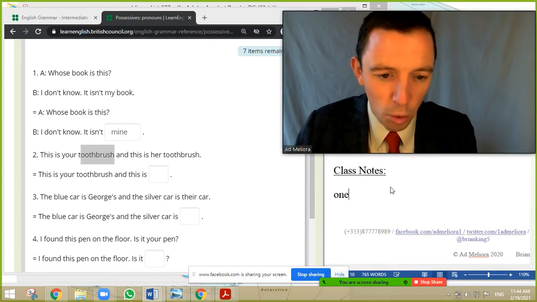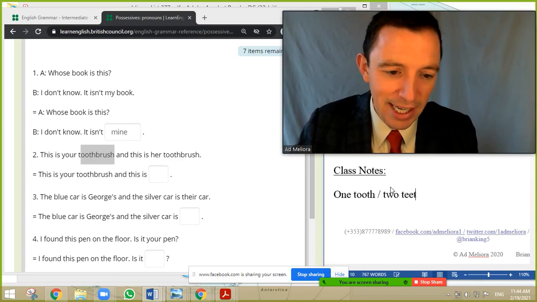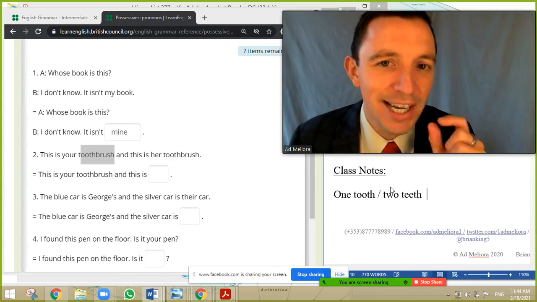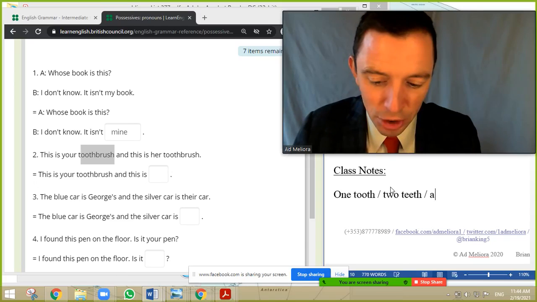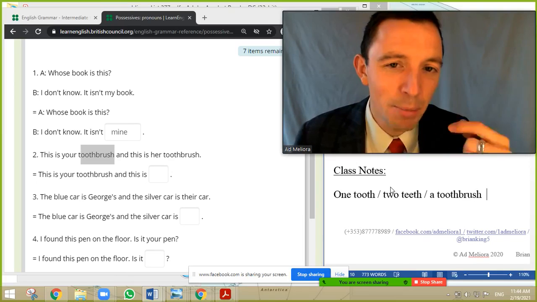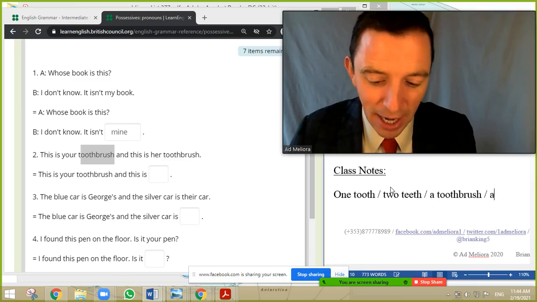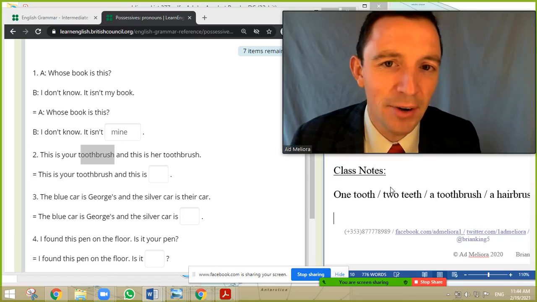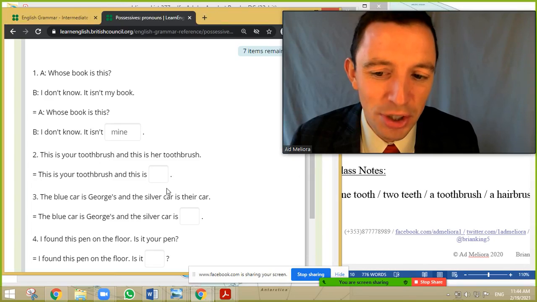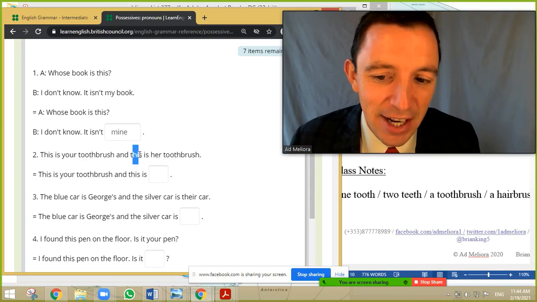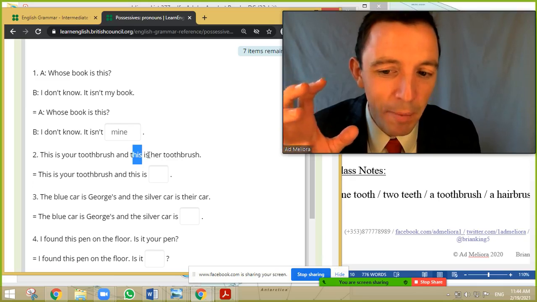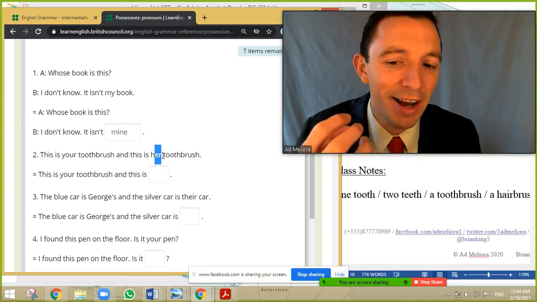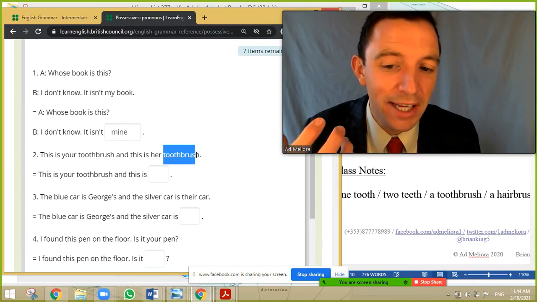So singular is one tooth and plural is two teeth. Okay, so irregular plural, and the toothbrush is the brush for your teeth. It's possible a hairbrush, okay, obviously for your hair, and very different. Okay, so here, is this your toothbrush? And this, again, subject pronoun, this, verb is, her is the possessive adjective, and the substantive is the toothbrush.